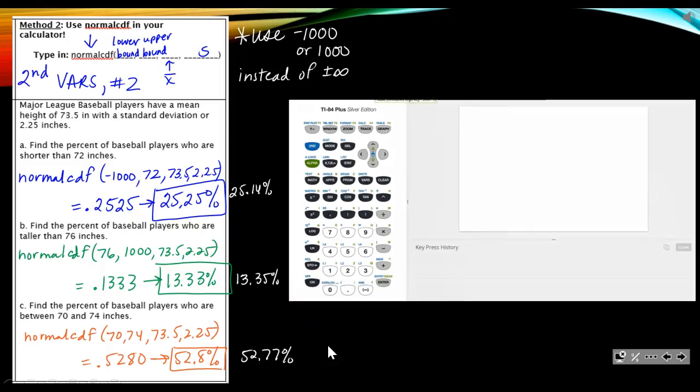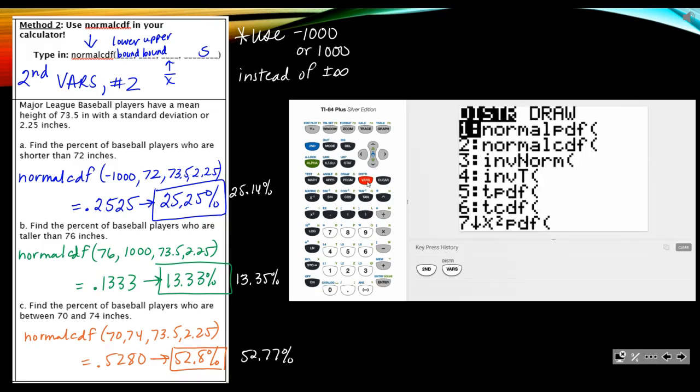To do these problems using your calculator, it's really important that you know what you're typing in. But once you know that, you're going to press second and then this button that says VARS, and you're going to choose option number 2 that says normal CDF. Do not use normal PDF, you'll get the wrong answer, so it is very important that you use option 2.